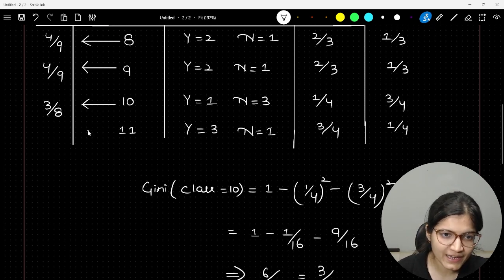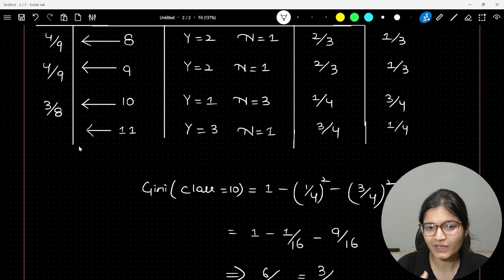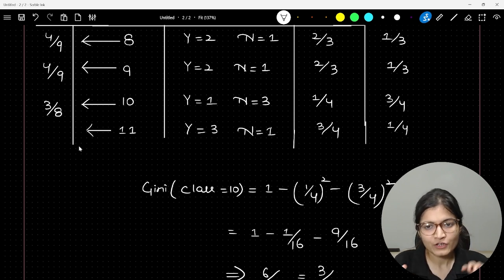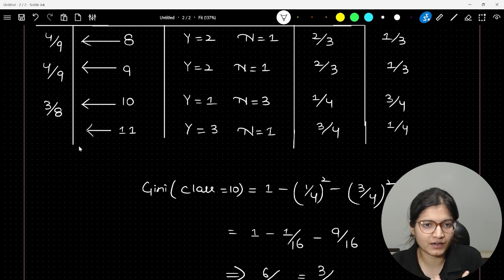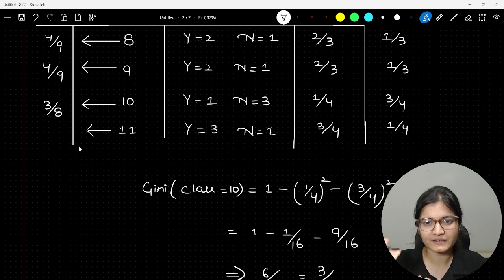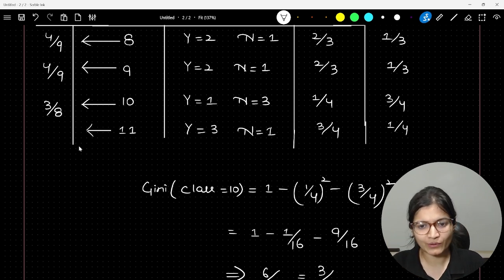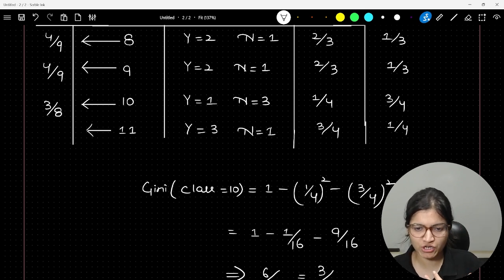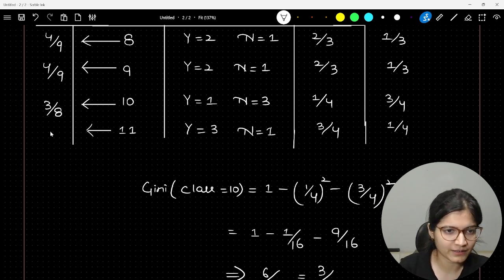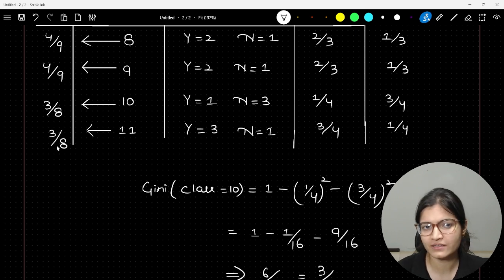So in this specific case, if I ask the same question, what is the Gini value for class 11? Anyhow, the probabilities of yes and no are interchangeable compared to the values in class equals 10, so the answer will remain the same. It will be 1 minus 3 by 4 whole square minus 1 by 4 whole square. If you do the calculation, you will get 6 by 16, which on further division you can write as 3 by 8 again. So I think we can write this as the final value.